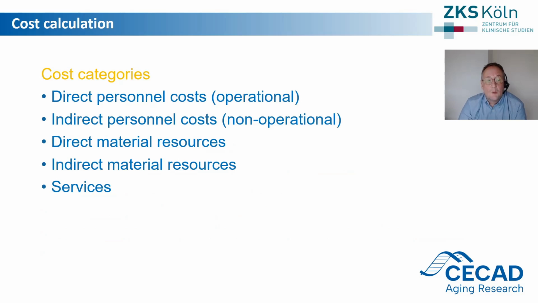So when we talk about costs, we need to talk about cost categories as well. And we can categorize our costs into direct personnel costs, indirect personnel costs, direct material resources, indirect material resources, and services. And on the following pages, we're going to go into a little bit more detail on that.